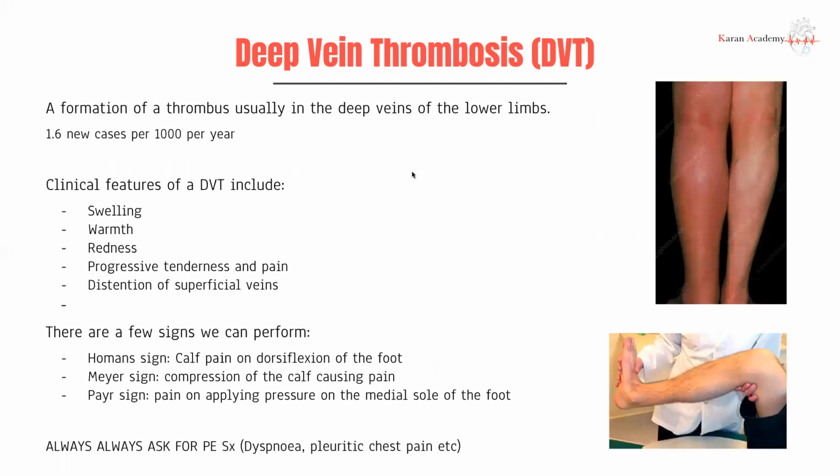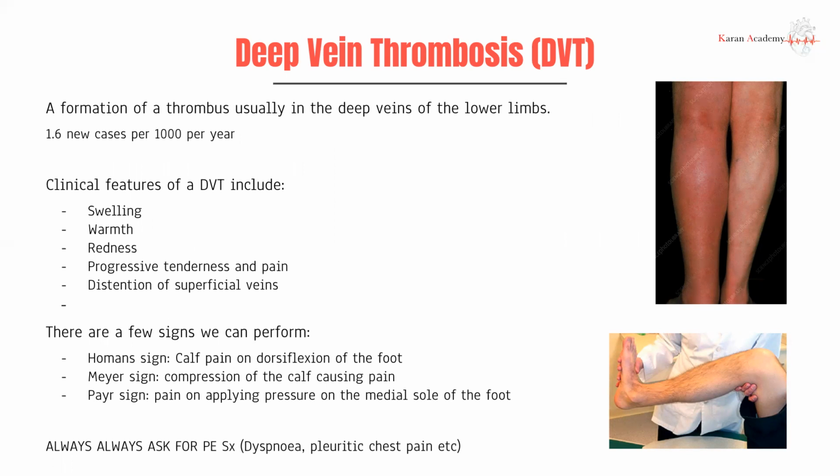Now let's start with DVTs. So what are DVTs? DVTs are a clot in your deep veins. So that's important to mention, right? Because you can have superficial venous thrombosis, but that's not the one we're talking about. We're talking about deep venous thrombosis. It's common-ish, 1.6 new cases per 1,000. When you get to fifth year, you'll pretty certainly see one of these in ED at some point.